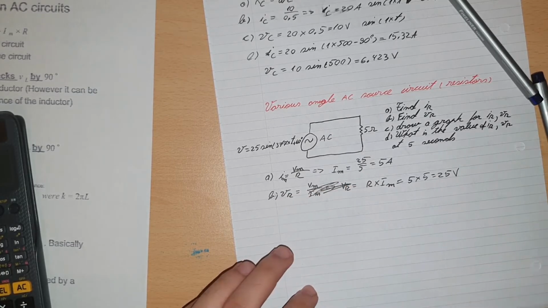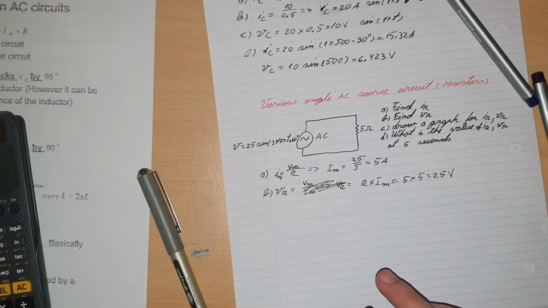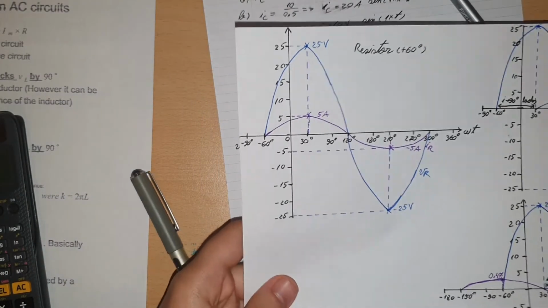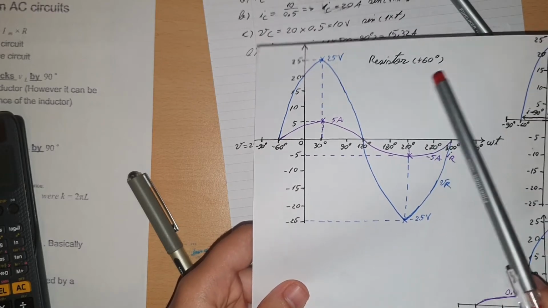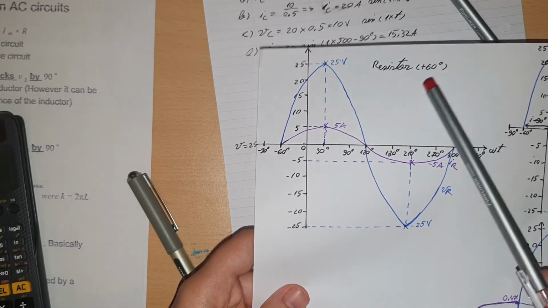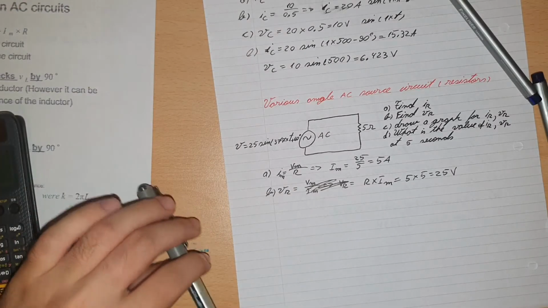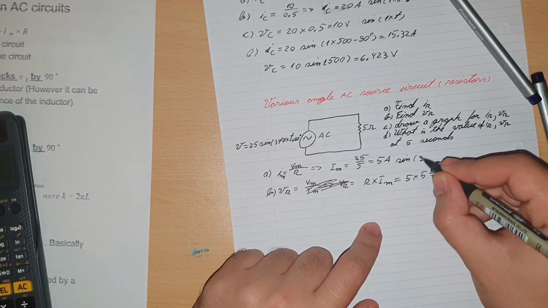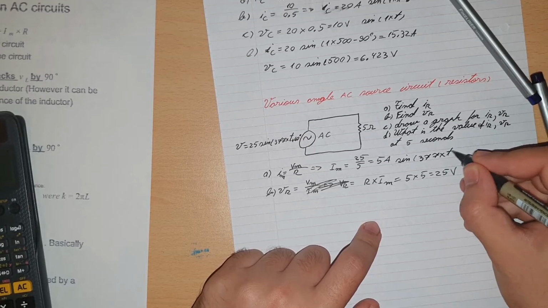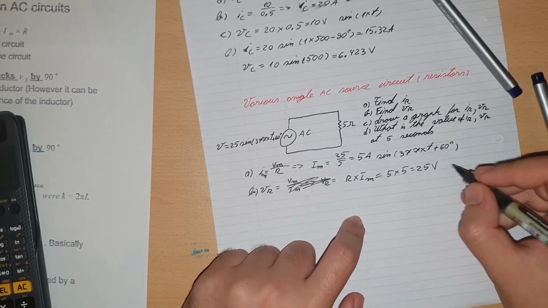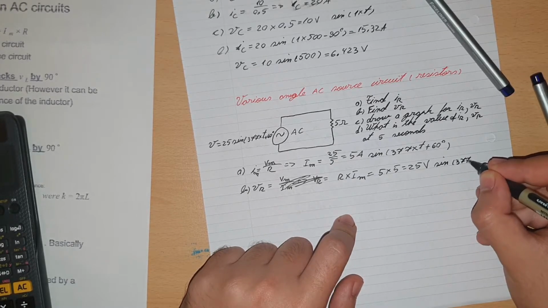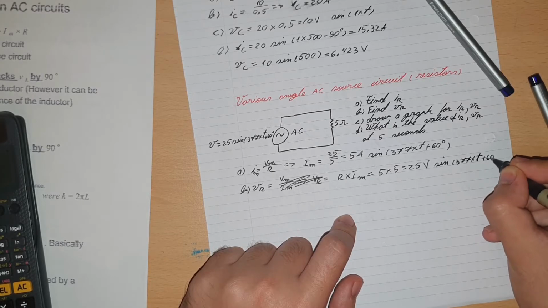Now C is asking us to see the graph, which I have already made, and it's right here. This one is the graph for the resistor, and it's got an angle of plus 60 degrees. And actually I should write this down as well. For the current, that will be sine 377 multiplied by the time plus 60 degrees, and then the voltage is the same, because this is a resistor, there is no phase difference between them, so that'll be 377 times t plus 60 degrees.